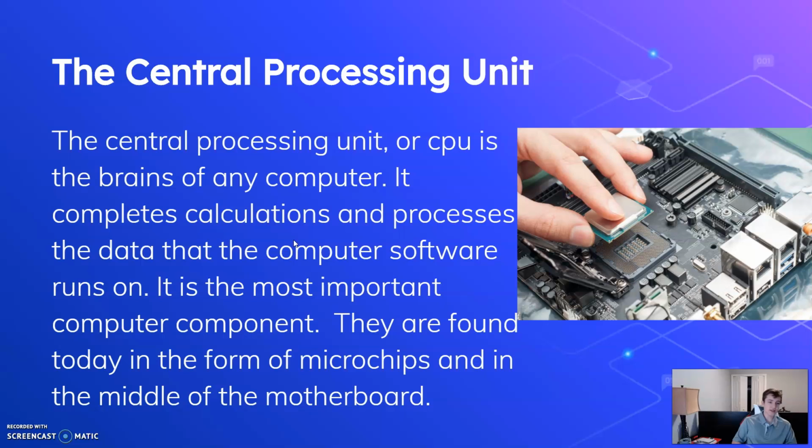Central processing unit, CPU. It's the brains of the computer. It completes calculations and processes data that the computer software runs on. It's the most important computer component, and they are often found today in the form of microchips in the middle of the motherboard. Every device, every computer, like your phone, has a CPU. They often have coolers too on desktops and laptops usually, so they don't overheat. But on a smartphone, they use an underclocked CPU, which turns down the clock speed so it doesn't generate as much heat.